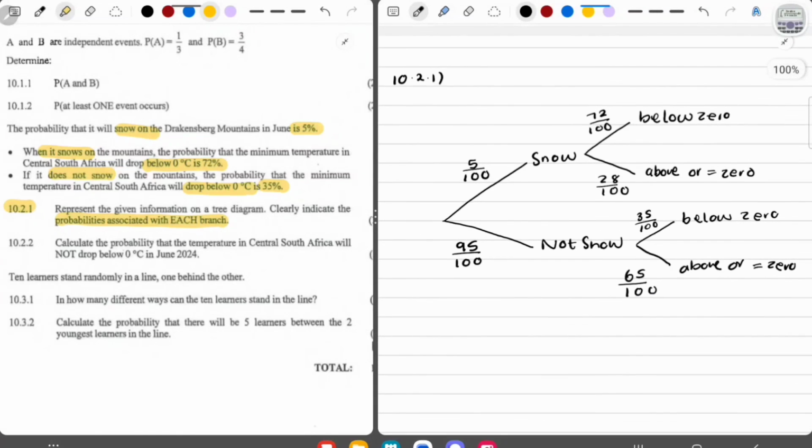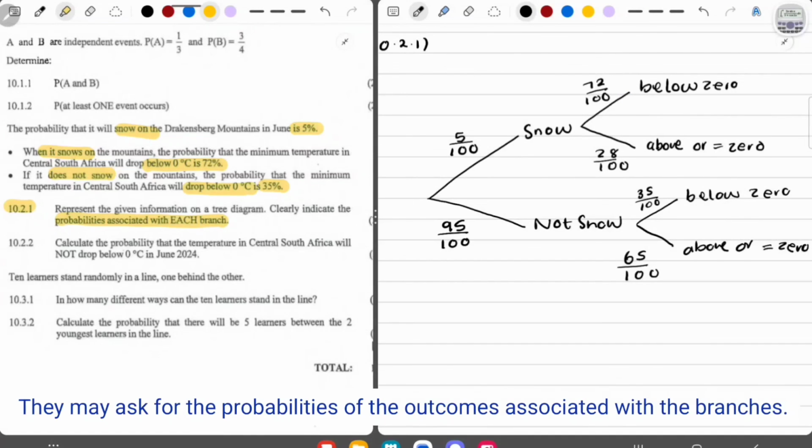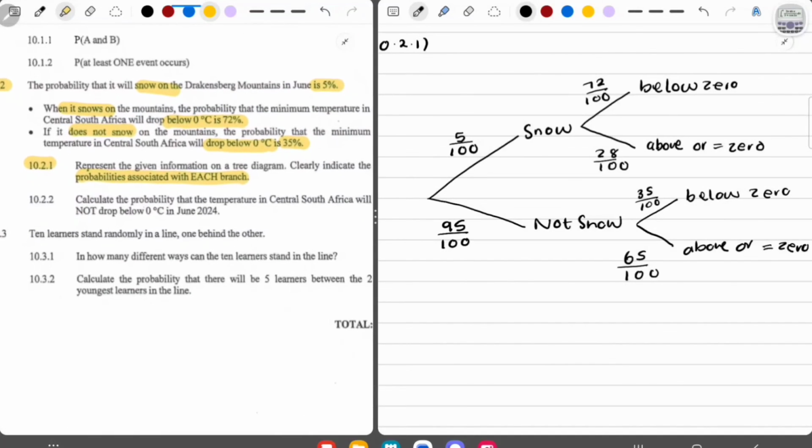And that's all, because they didn't say anything about multiplying the branches. When they want you to find the branches being multiplied, they will say, and also represent the outcomes of all the events occurring together. They would say it in a more put together way. But here they really just said, draw it down and write down the probabilities associated with each branch, not really all of the outcomes combined. So that's all we need to do there.